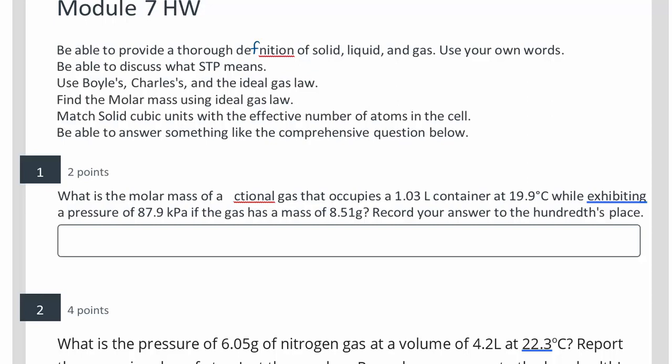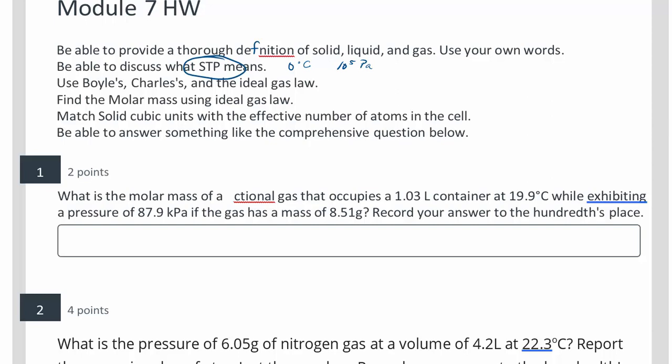You should also be able to discuss what STP means. Now, some students like to be cute and call it a gasoline additive. However, you should understand that in the context of this course, STP means standard temperature and pressure. Standard temperature and pressure is 0 degrees Celsius and 10^5 pascals.